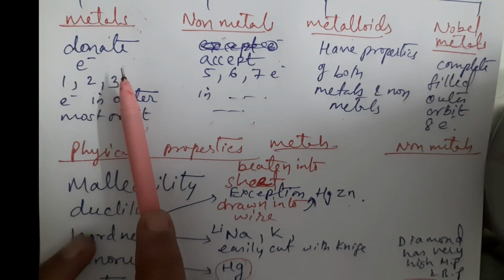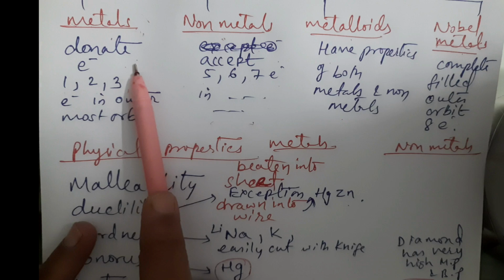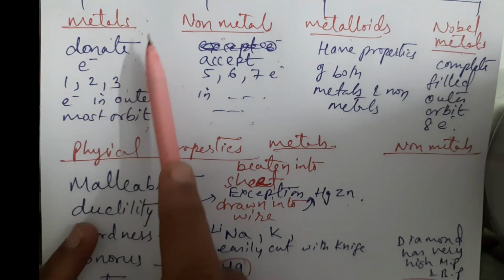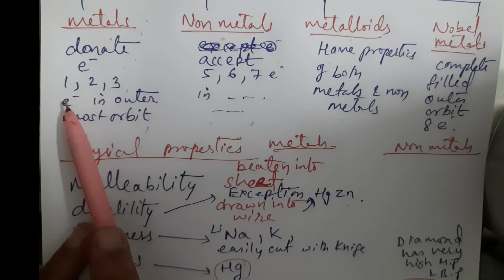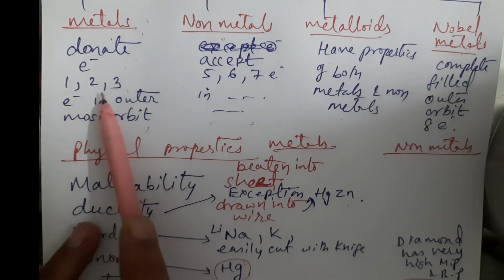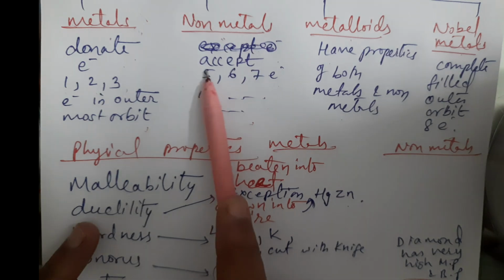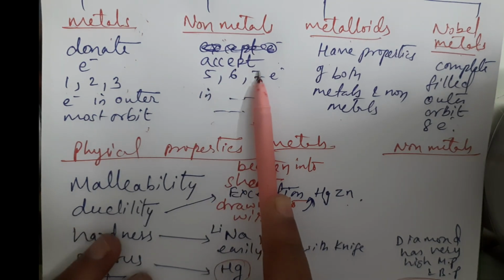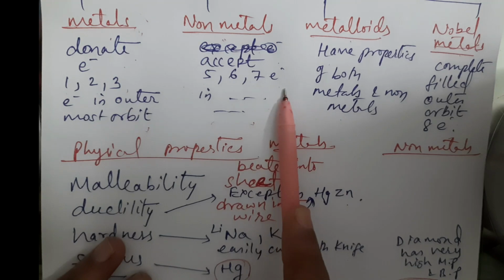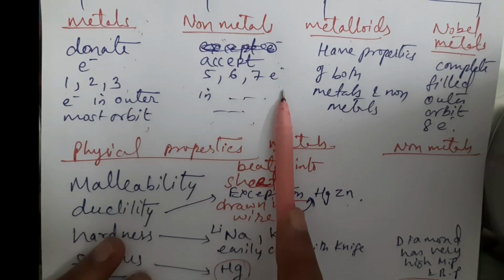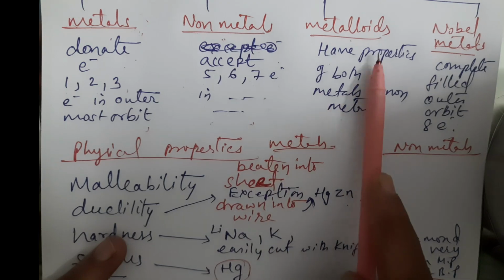Metals belong to the category where they donate electrons. So we can say that metals are electron donors. In their outermost orbit, they have 1, 2 or 3 electrons. Non-metals accept electrons, so they are electron acceptors, and in their outermost orbit, they have 5, 6, 7 electrons, so that they can easily accept electrons and get converted to octet.